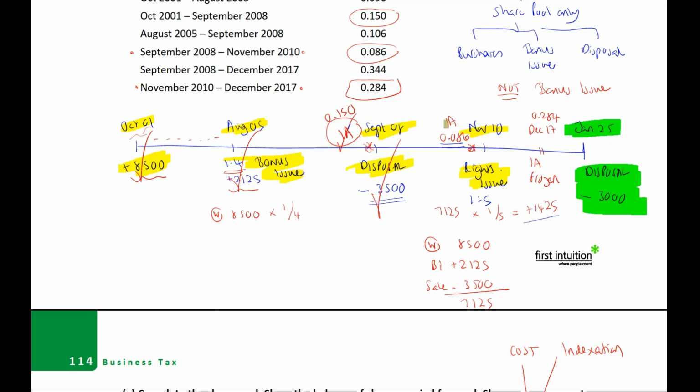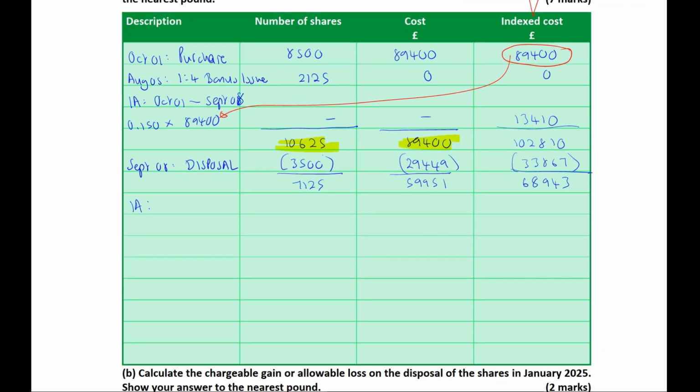Done the disposal, great, what next? Do the indexation. The factors there, you've worked it out, you've thought it through, just index 0.086 multiplied by what? Well, the index cost. So whatever the index cost is, that is what you are now going to index. Everything is rounded to the nearest pound, it said in this question.